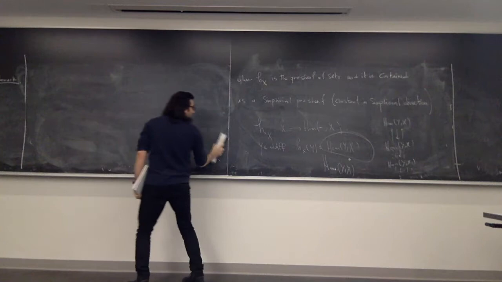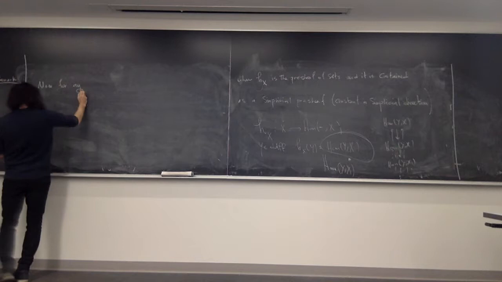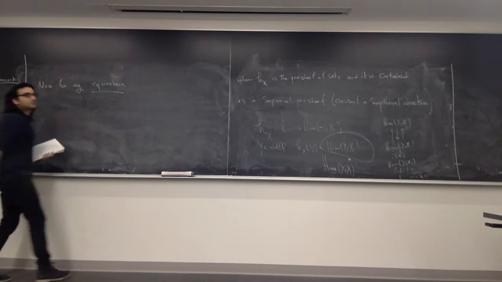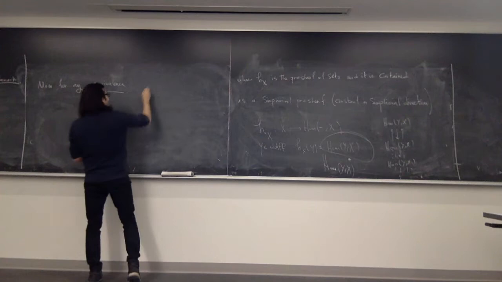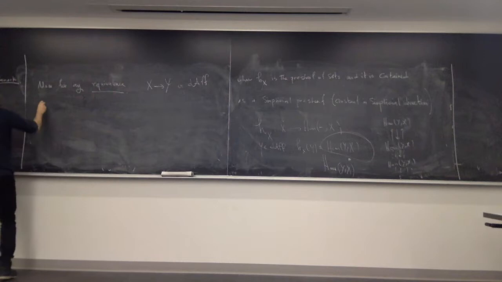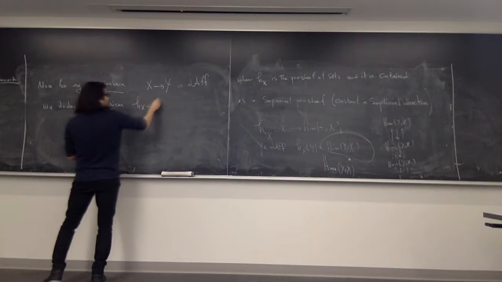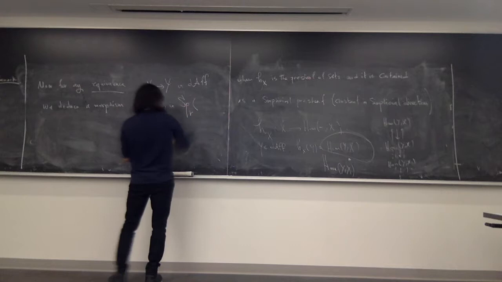We have now this one, okay, where it's constant. Now for any equivalence, pay attention to these things. These are abstract words, but extremely important. For any equivalence x to y in this category, we deduce a morphism h of x to h of y in the simplicial pre-sheaf, the category of simplicial pre-sheaves over this category of derived affines.